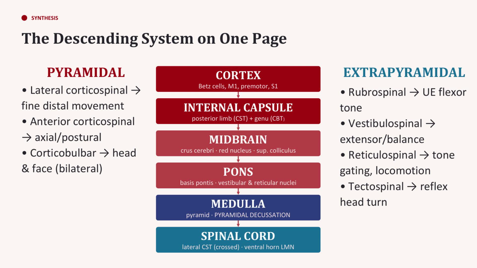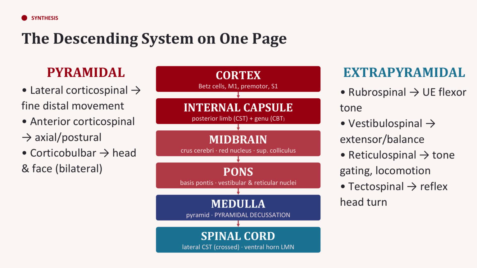They pass through the crus cerebri of the midbrain, the basis pontis, and gather as the medullary pyramid, where the great majority cross at the pyramidal decussation. The crossed fibers descend as the lateral corticospinal tract to synapse on the ventral horn lower motor neuron.